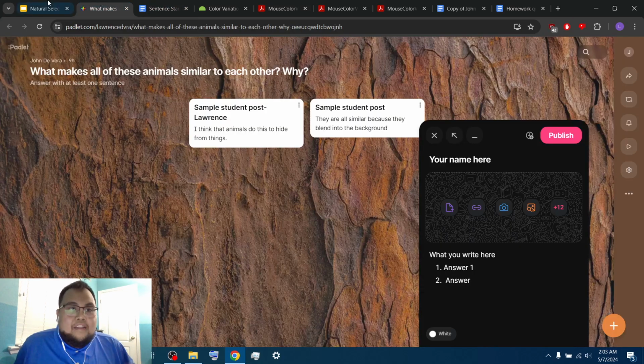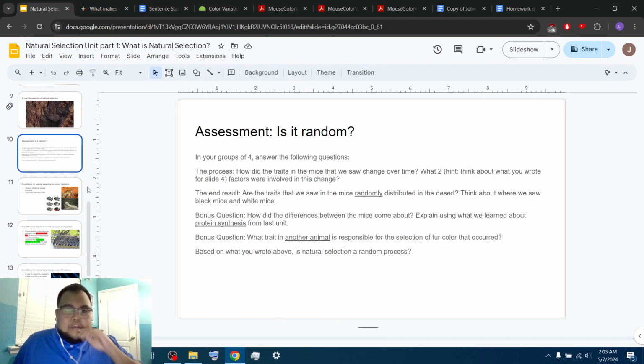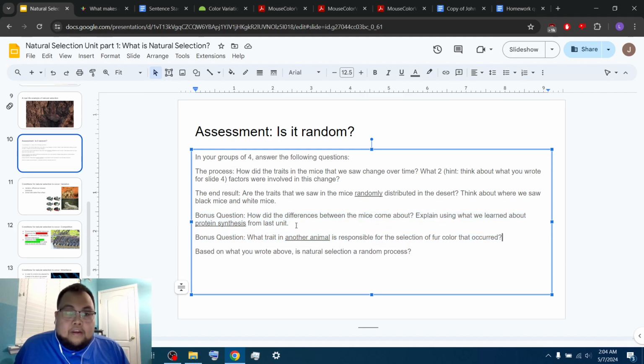So for number 10, this is going to be our mid-lesson assessment. So the students are going to answer questions for whether or not the process is random, right? And this includes some bonus questions. This is to help those students who are more advanced and to give them deeper thinking, to synthesize what we learned from a prior lesson about protein synthesis, and then to think about other animals in the environment, their traits, and how traits between animals interact with each other.